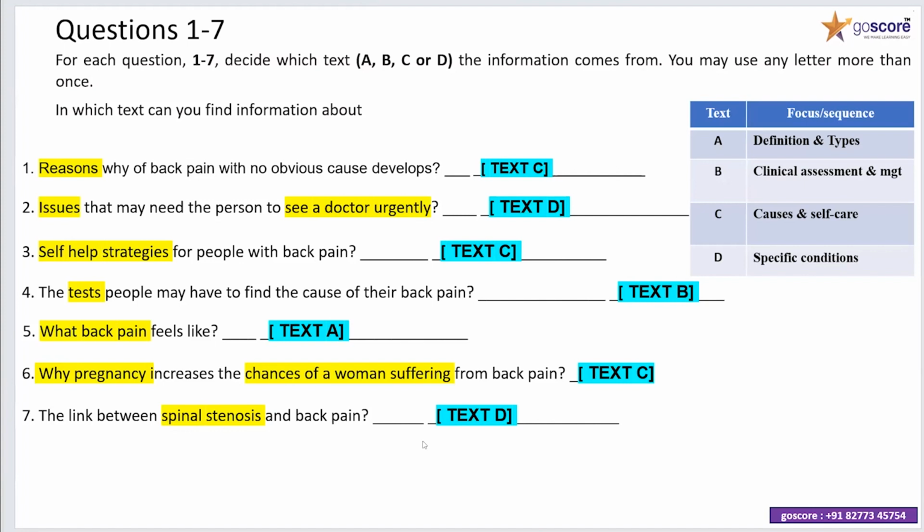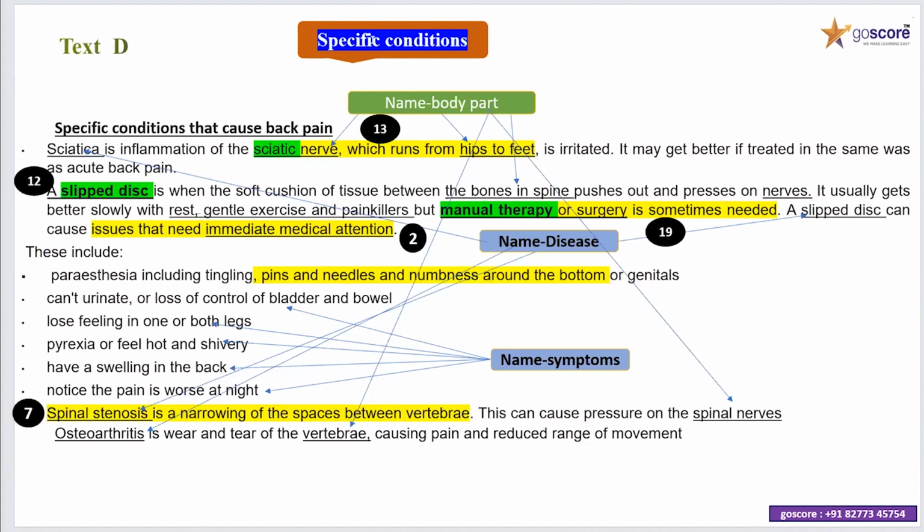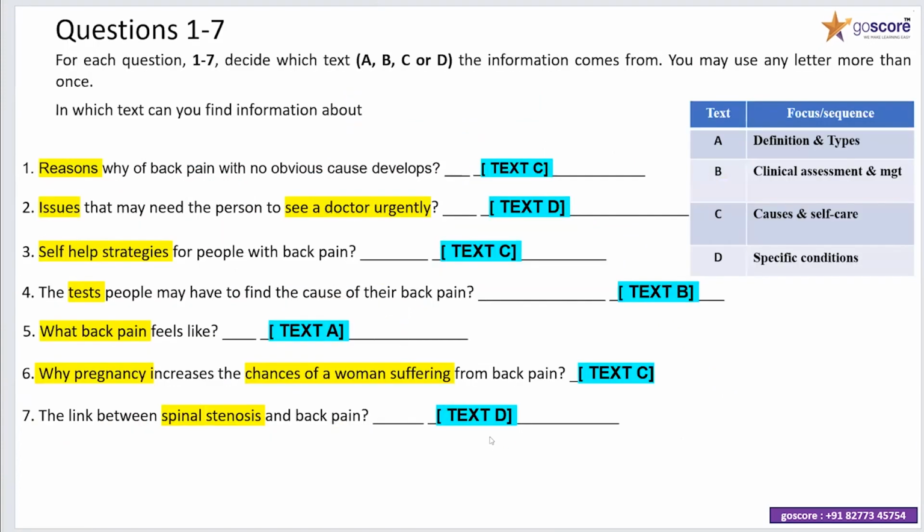Then, the link between spinal stenosis and back pain. Definitely this is a specific condition. Here you can see spinal stenosis is a narrowing of the spaces between vertebrae. So it is from text D, specific conditions. So like this you can answer. It will not take much time. I think you can complete it within a minute or two.